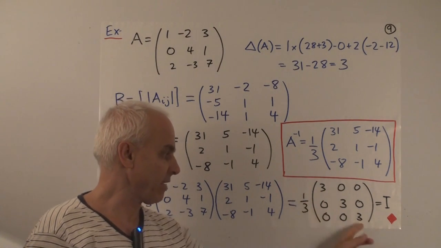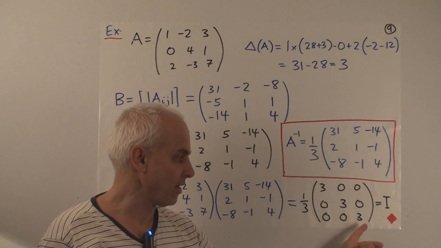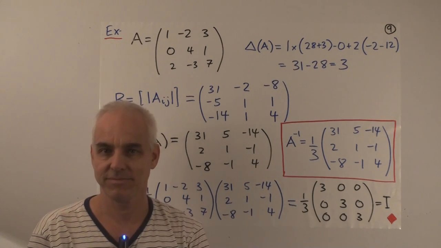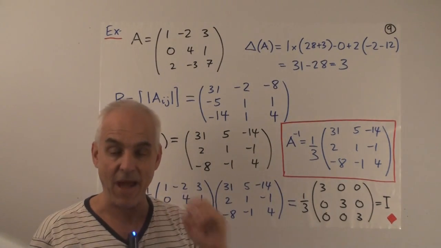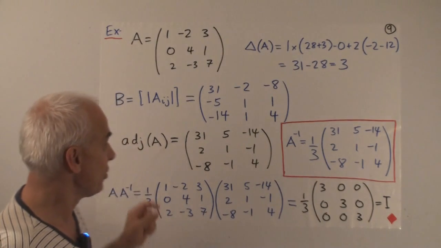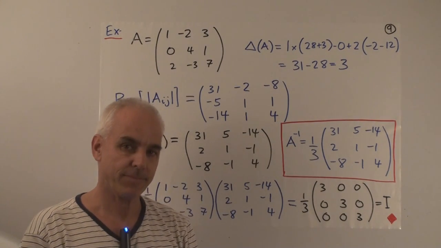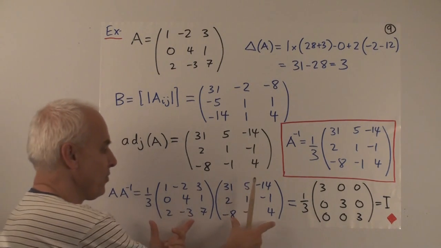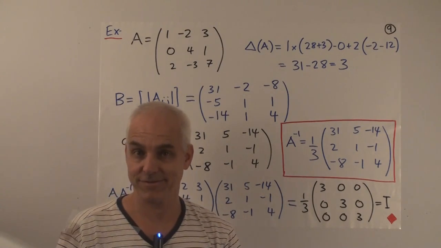And when we divide everything by 1/3, we get the matrix with all zeros and ones along the diagonal. That's the identity matrix in the 3x3 case. So that computation verifies, checks, that we really have got the matrix that when you multiply it by A, you get the identity. And if you like, you can check the other multiplication too.